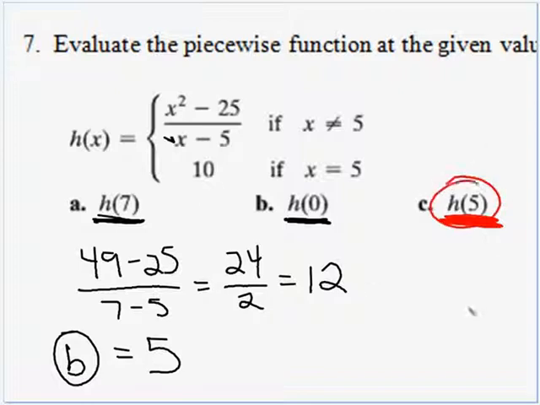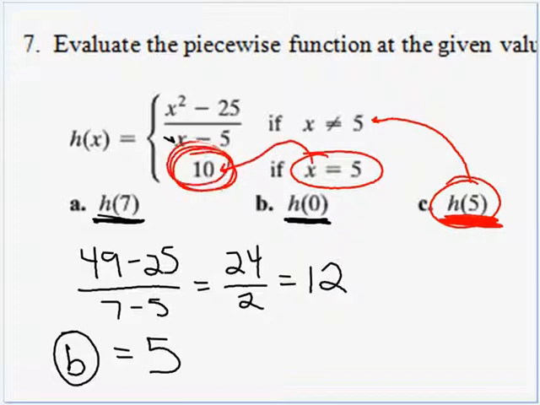The last one's the easy one. Now we're plugging in a 5. So we don't want to plug it in here because we are not equal to 5. We're exactly equal to 5. So we're going to plug that x in for any x's over here, but there are no x's to plug that value in for, so our final answer is just 10. H of 5 equals 10.